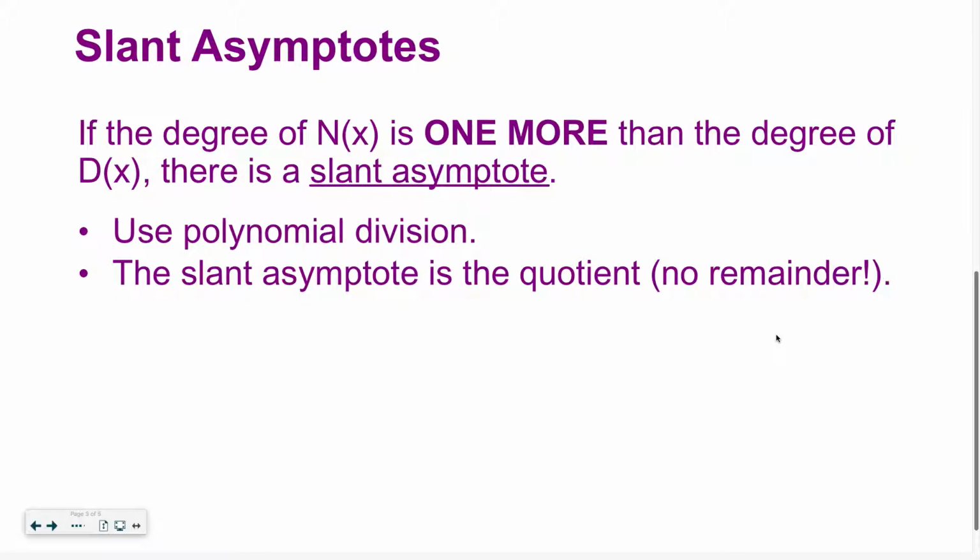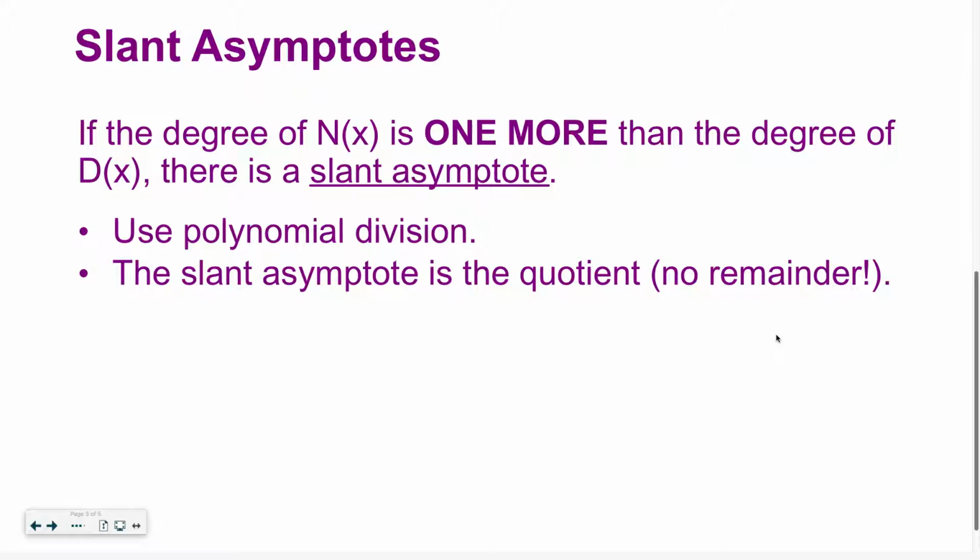But I'll be real honest, I like doing mine with long division because then my quotient is just at the top of my division bar, and it's really easy for me to write the equation of my slant asymptote. So if you want to try synthetic, you can, but I'm going to show you long division. It's not very long, so it goes pretty quickly.